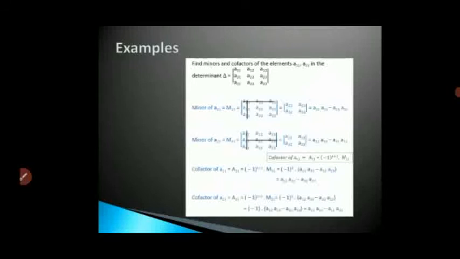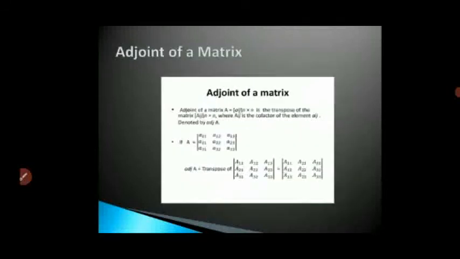Cofactor is nothing but minus 1 to the power i plus j into Mij. Further, let us see what is adjoint of a matrix. It is nothing but the transpose of the matrix where Cij is the cofactor of the element aij, denoted by adj of A. So you need to understand, before taking the transpose of the given matrix, the transpose is of the cofactors. What we have just discussed, you need to first of all find the cofactors and then the transpose. So that would be nothing but adjoint of the given matrix.